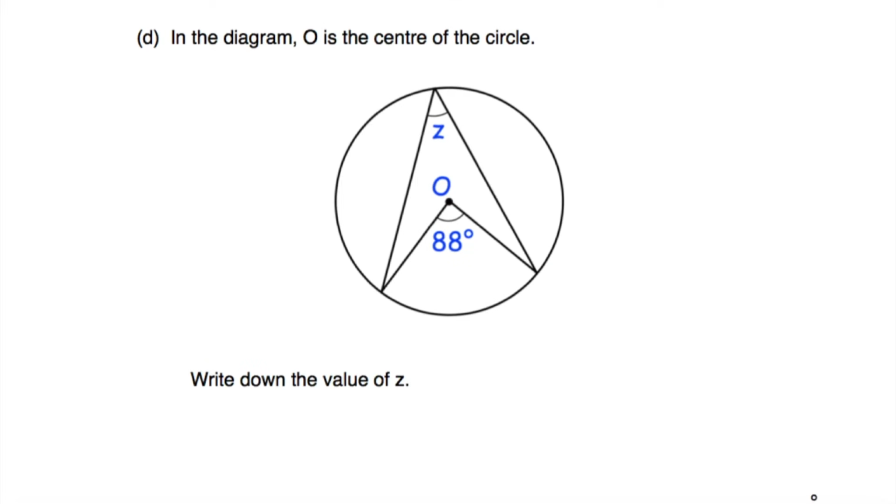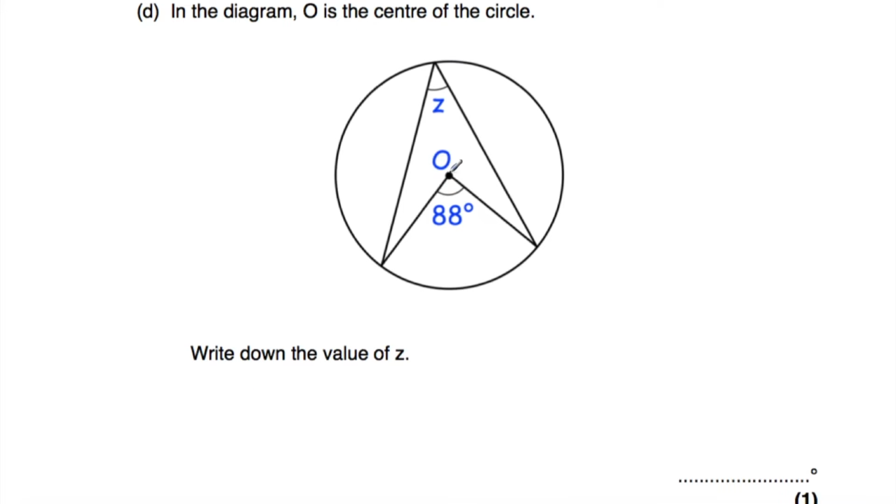Okay, our next part, part D. We've got this diagram and we're told that O is the centre of the circle. So this angle, 88 degrees, is at the centre of the circle, and this angle Z is at the circumference of the circle, and the angle at the circumference will be half of the angle at the centre. So if we do 88 divided by 2, that's equal to 44 degrees. So this angle is 44 degrees.